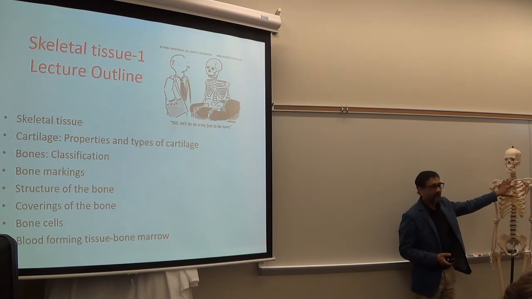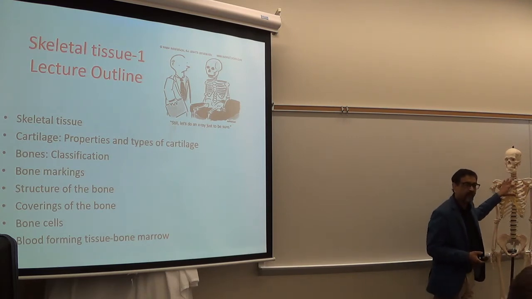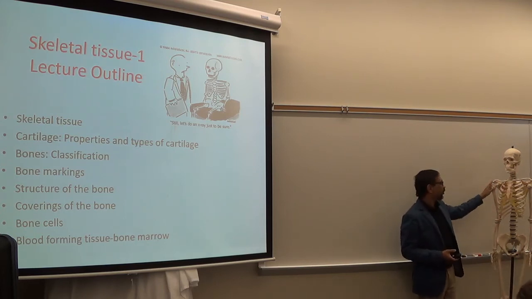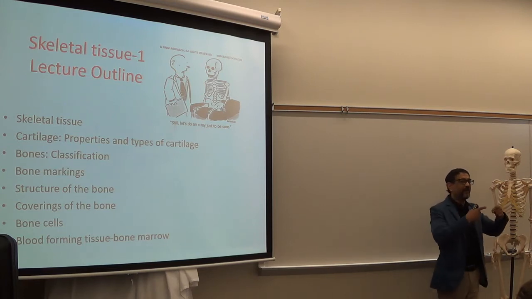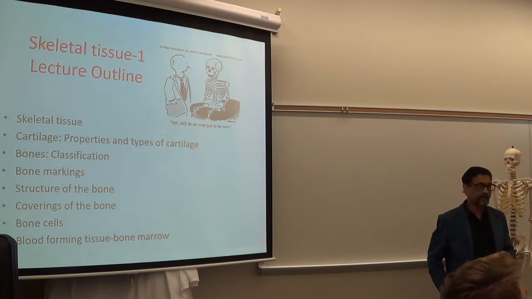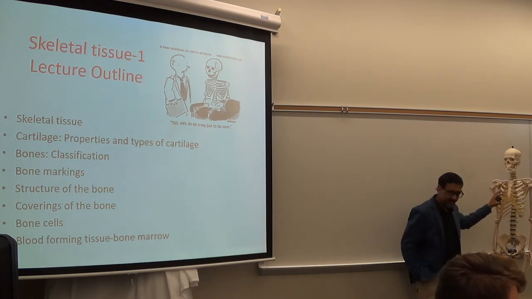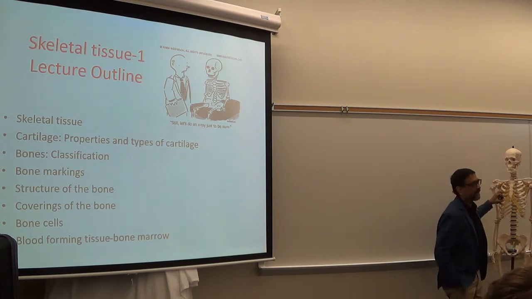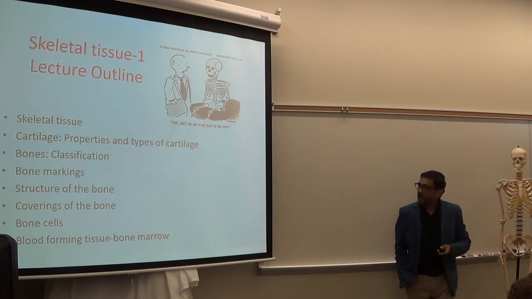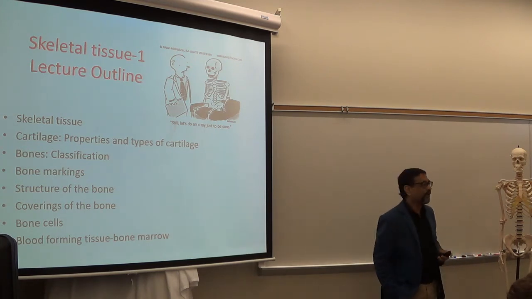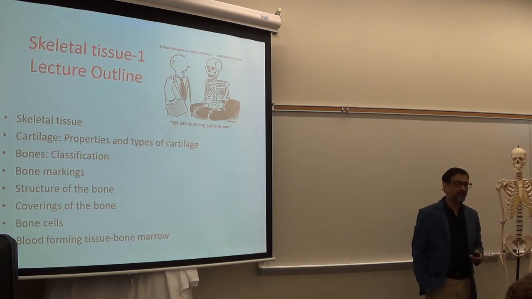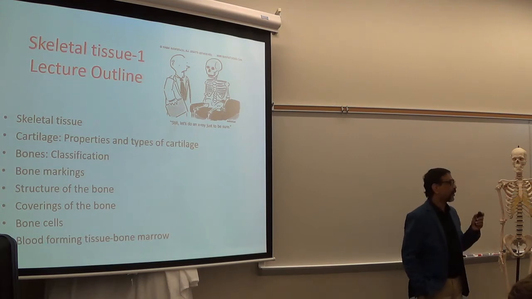For example, what are those connective tissue structures that form the skeleton? You already know the bones and cartilages, right? And bones are connected to each other by ligaments. So those connective tissue structures that form the skeleton belong to the skeletal tissue. Today we will basically talk about the skeletal tissue structures. We'll talk about the cartilages, we'll talk about the bones.